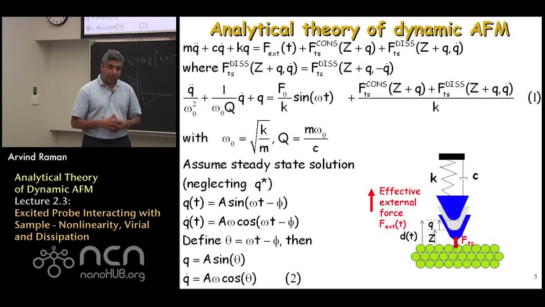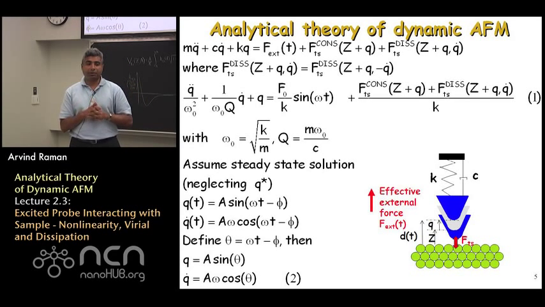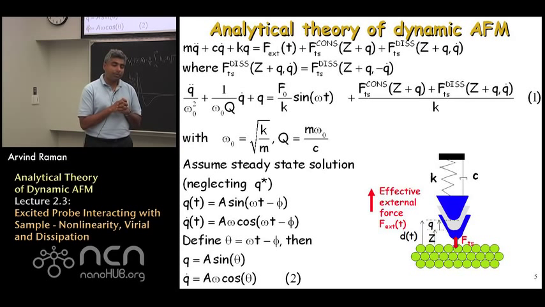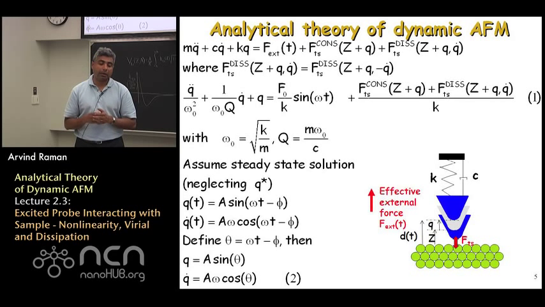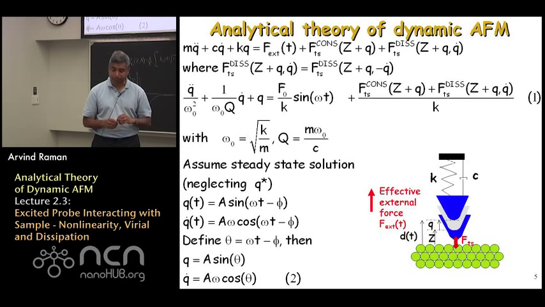So what we'll do in today's lecture is try to focus on two important concepts that relate to the analytical theory of AFM, where we'll describe two important quantities that relate observables in dynamic atomic force microscopy, which are typically the amplitude, phase, frequency shift, phase shift, or excitation amplitude, to quantities that are related to tip-sample interaction forces. These are going to be called, respectively, the dissipation and the virial.